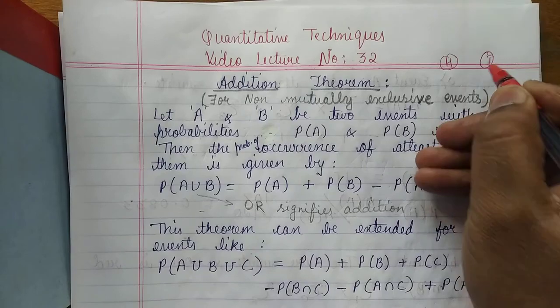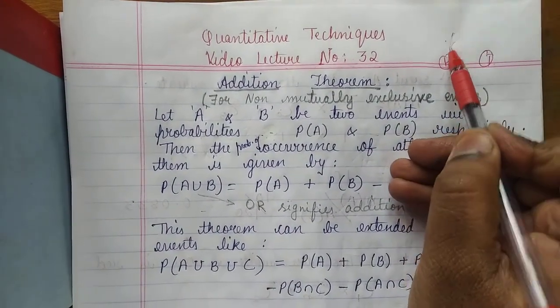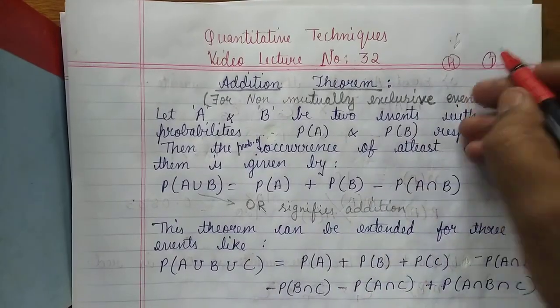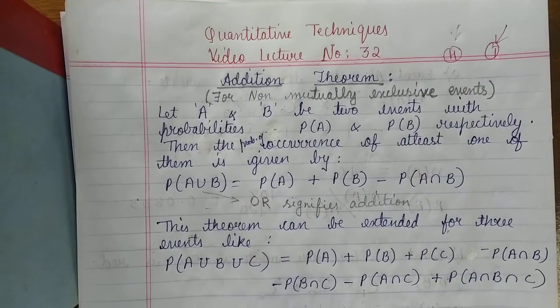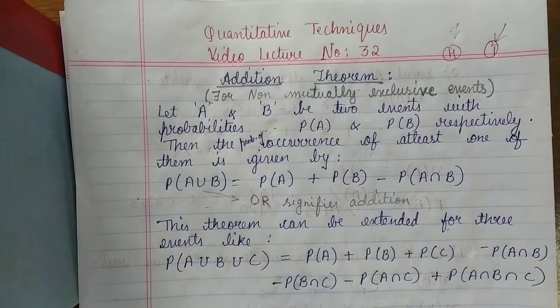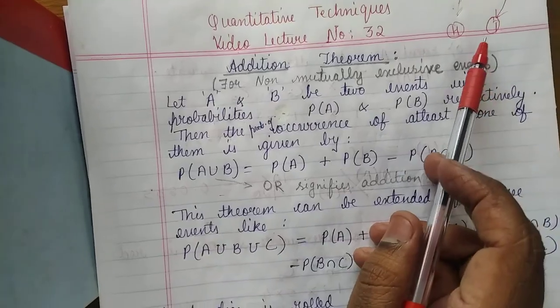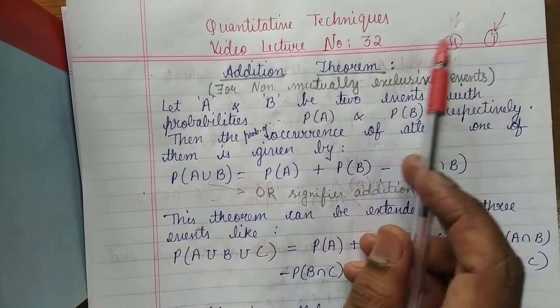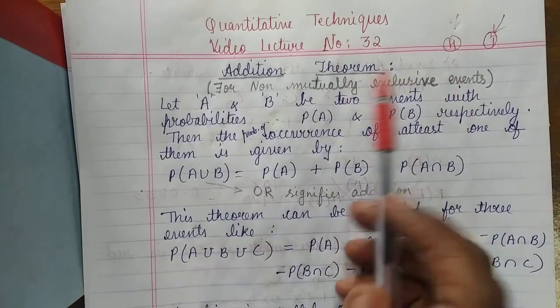Head, tail are mutually exclusive. That means if head comes, tail will not come, and if tail comes, head will not come. So they are mutually exclusive events. That means if one outcome comes, the other outcomes will not happen. If this outcome comes, this will not happen. These are known as mutually exclusive events.